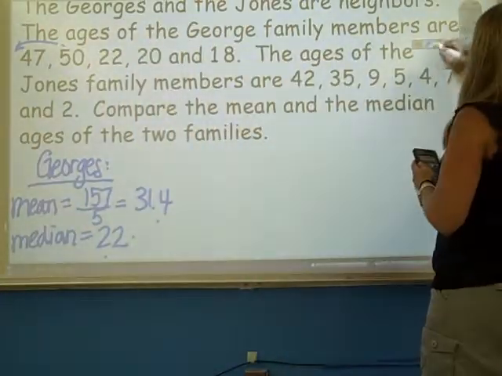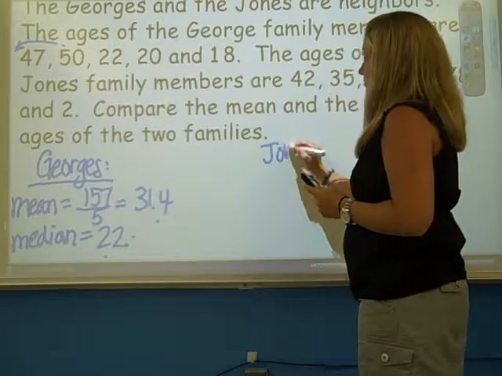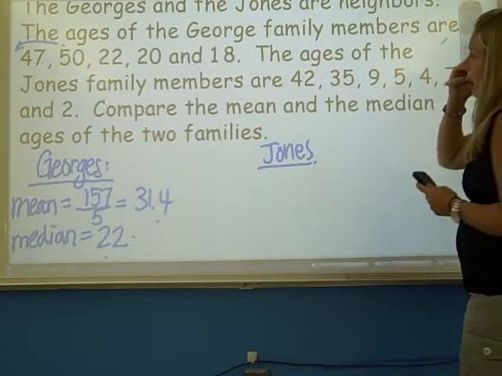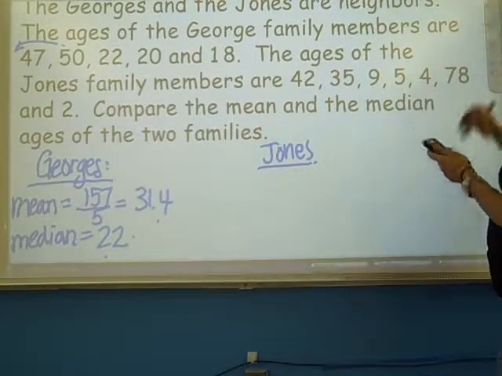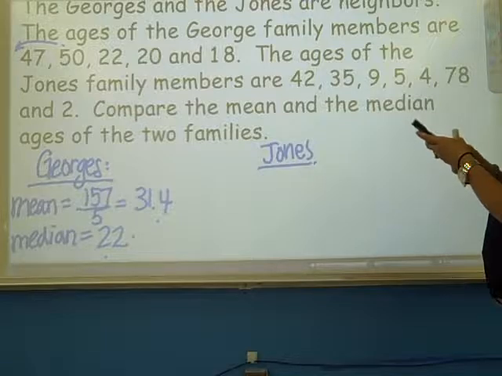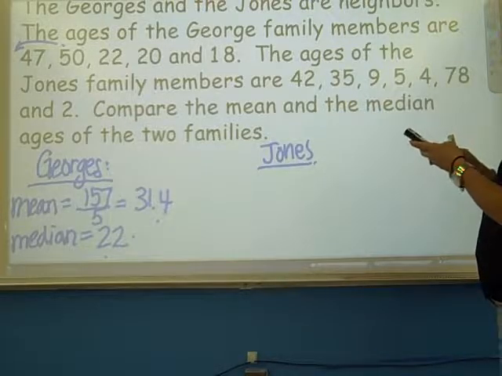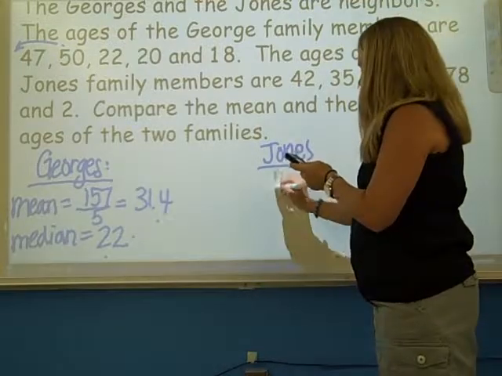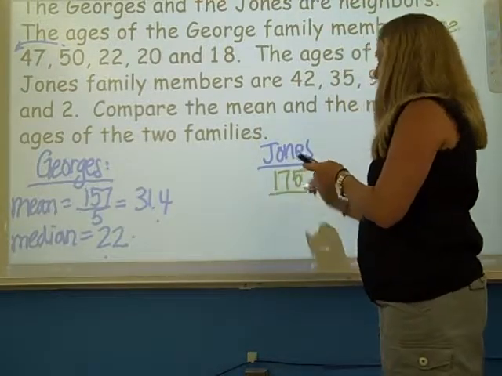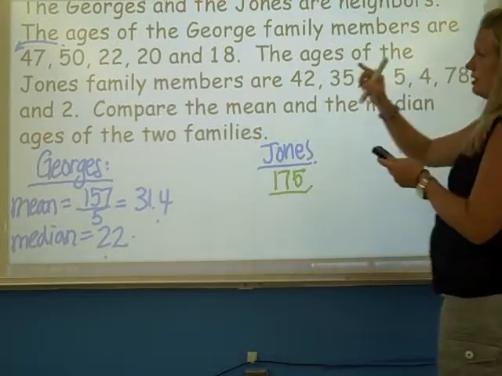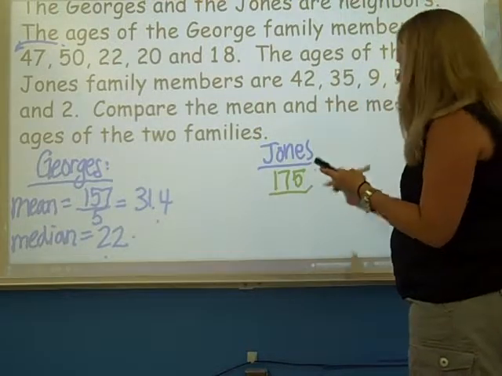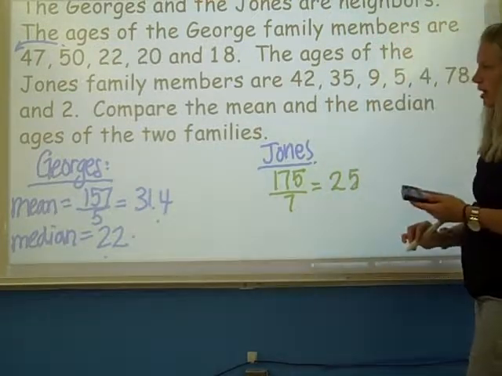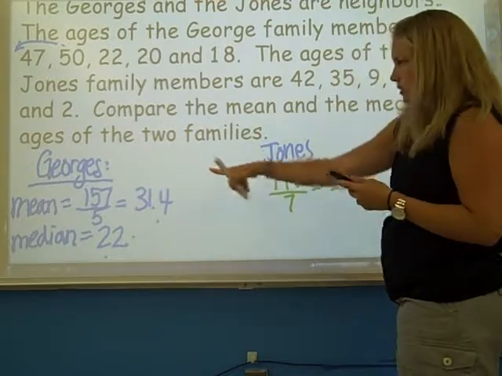The Joneses, the Jones family. Oh, I wanted to do that in green. All right, we have more family members. 42 plus 35, 9, 5, 4, 78, and 2. Guess they have a grandparent or something there. It's 175 divided by 1, 2, 3, 4, 5, 6, 7. Their mean is 25. Their median, so I'm doing this in a row here.